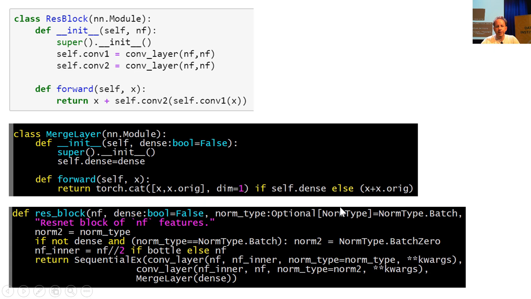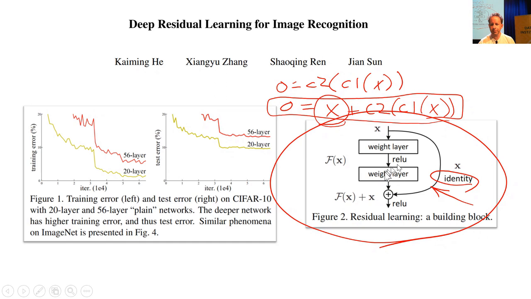There's something else here, which is when you create your merge layer, you can optionally set dense equals true. What happens if you do? Well, it doesn't go x plus x.orig, it goes cat x comma x.orig. In other words, rather than putting a plus in this connection, it does a concatenate. So that's pretty interesting, because you have your input coming into your res block, and once you use concatenate instead of plus, it's not called a res block anymore, it's called a dense block. And it's not called a ResNet anymore, it's called a DenseNet.